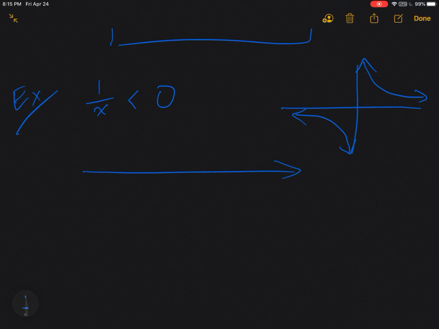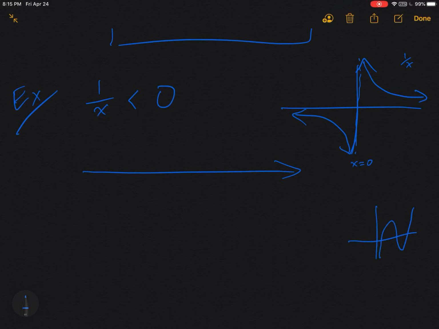Notice that 1 over x doesn't have any roots, so this is 1 over x. The graph of this function does not have any roots, so it never actually crosses the x-axis, but it does change signs. It changes signs at its vertical asymptote, which is at x equals 0. So when you're applying this strategy to rational inequalities, it's important to remember that rational expressions can change signs at their roots, but also at their vertical asymptotes.